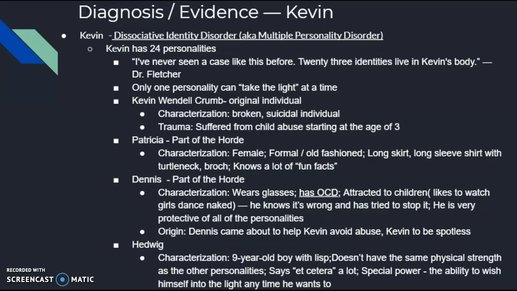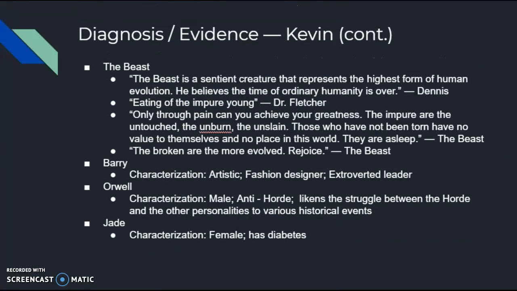Dennis is part of the Horde, a group of 3 personalities who band together to assist the Beast in emerging. The other 2 members of the Horde are Patricia, an old-fashioned woman, and Hedwig, a 9-year-old boy. The Beast is the 24th identity to emerge and is supernatural. He is the embodiment of the characteristics of many of the animals in the zoo in which Kevin lives, and is also a cannibal. Some of the noteworthy personalities are also Barry, the artistic fashion designer who typically is in charge of who's in the light, Orwell, the history-oriented personality, and Jade, a kind female personality with diabetes.